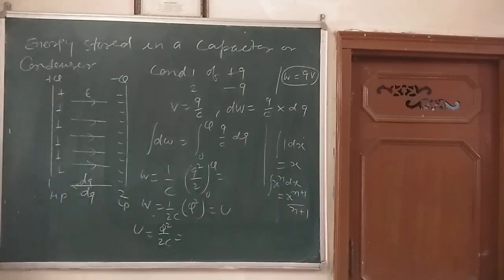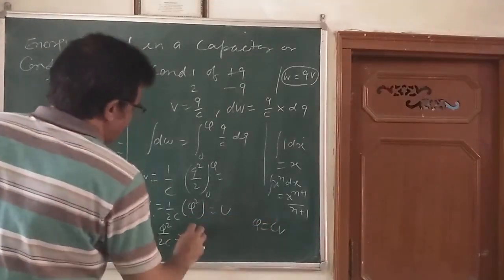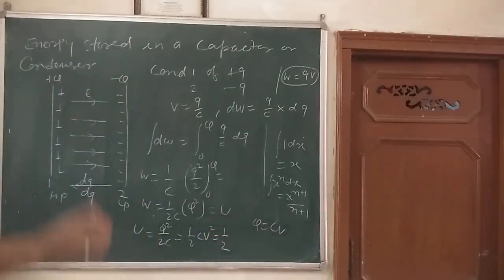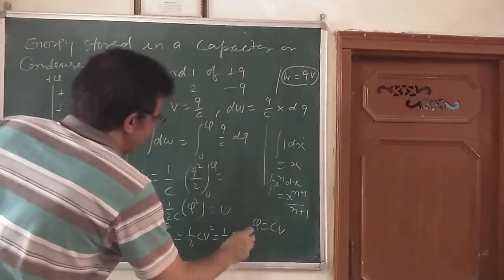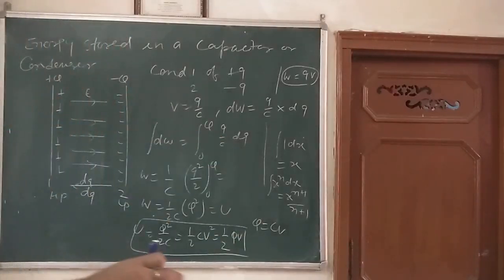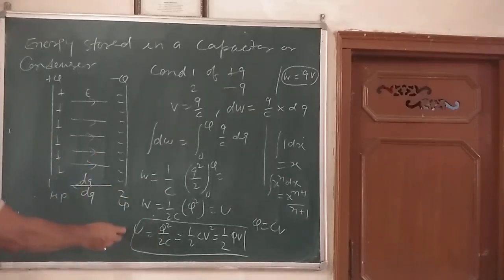If I put Q is equal to CV, so this formula may be changed: 1 by 2 CV square. Or if I put CV is equal to Q, so I can say 1 by 2 QV. So these are the various forms of electrostatic energy here. Q is in coulomb, V is in volt. So the unit of energy is always joule. Okay? So this is the result here.